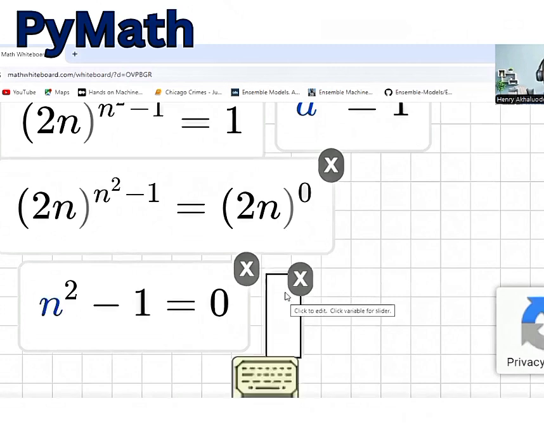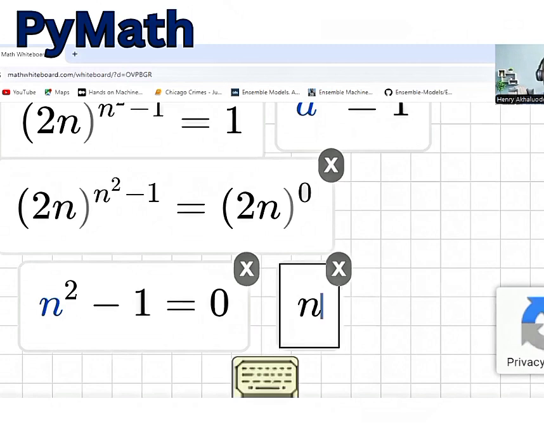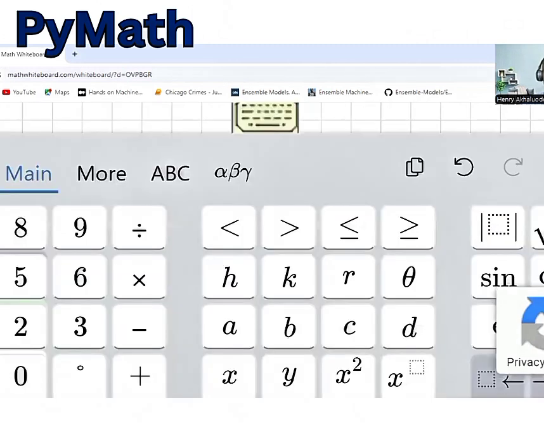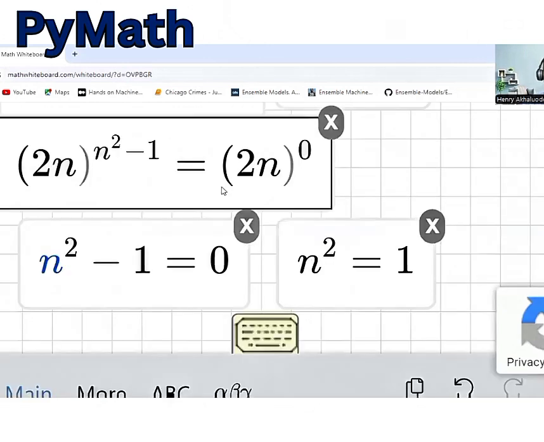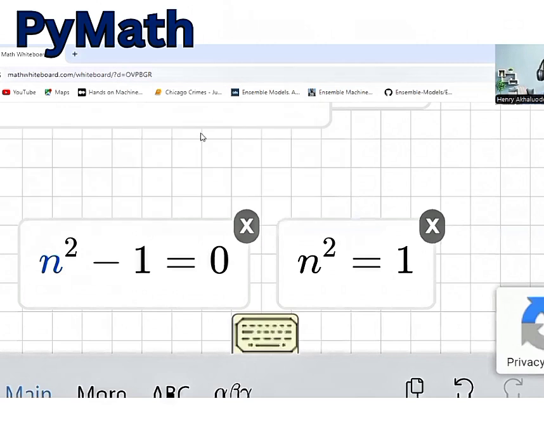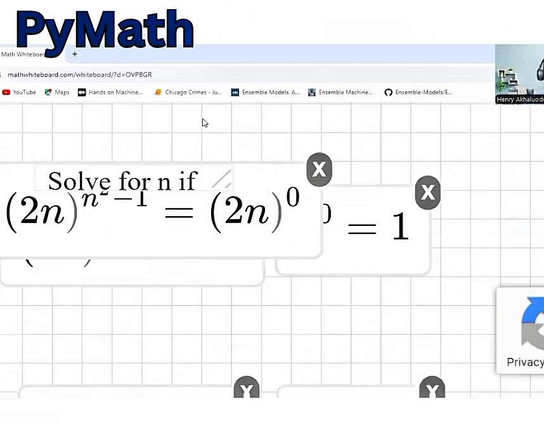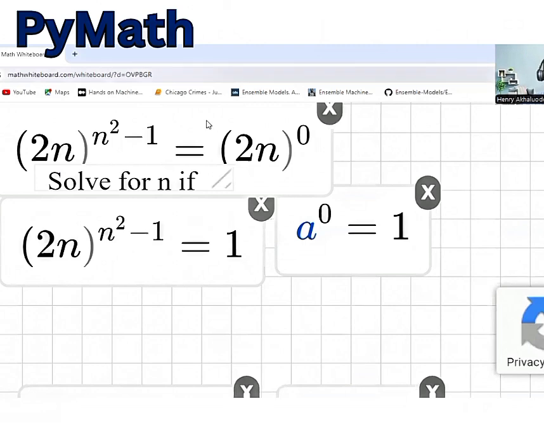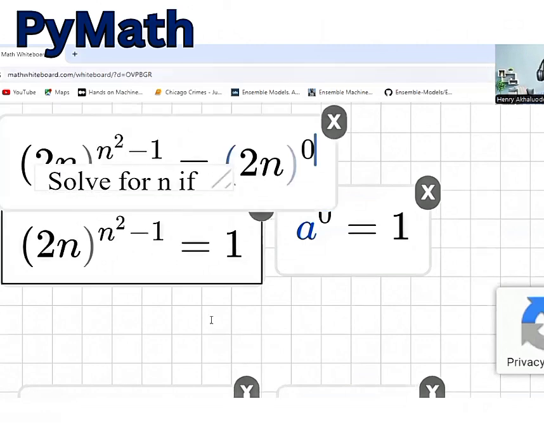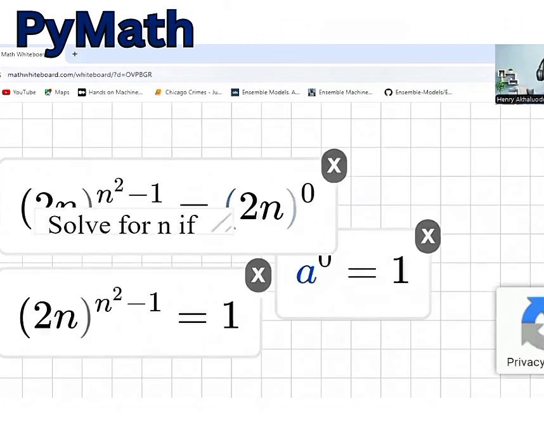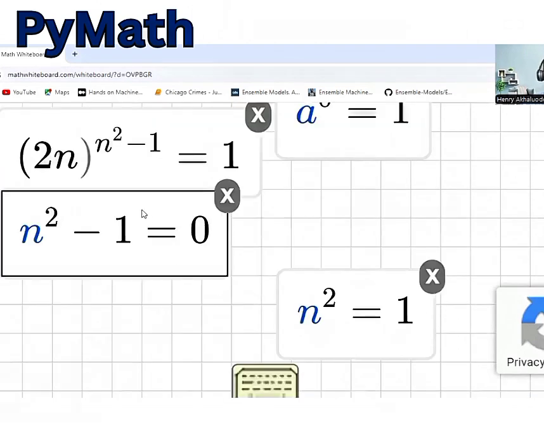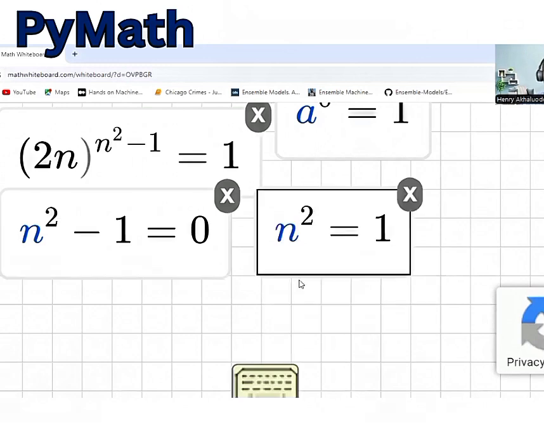Now, from here, n squared will be equal to 1. So this is what you have next. You still need to pull this up a bit so we'll have the space that we need to solve our problem. So here we have n squared equals 1.